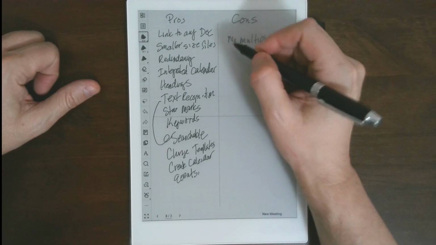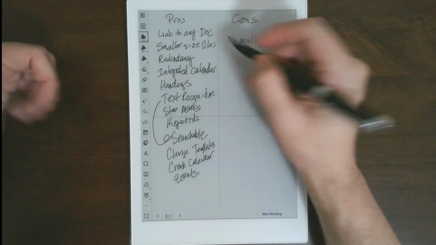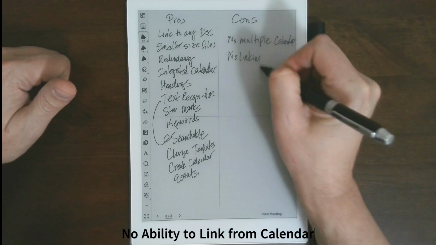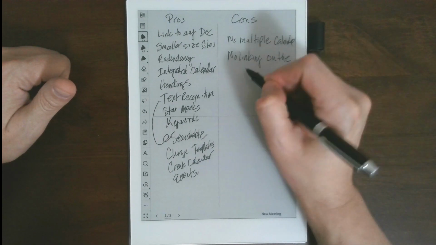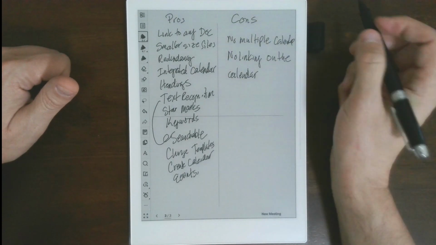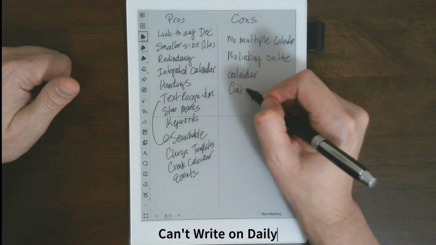Again, on the calendar, no ability to link to anything. So, no linking on the calendar. And you can't write on the daily view.